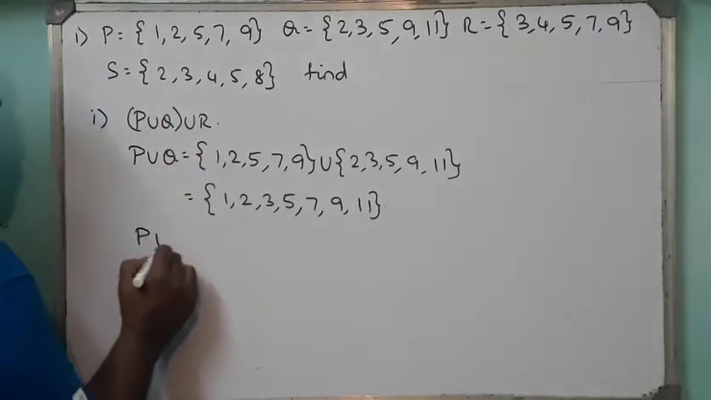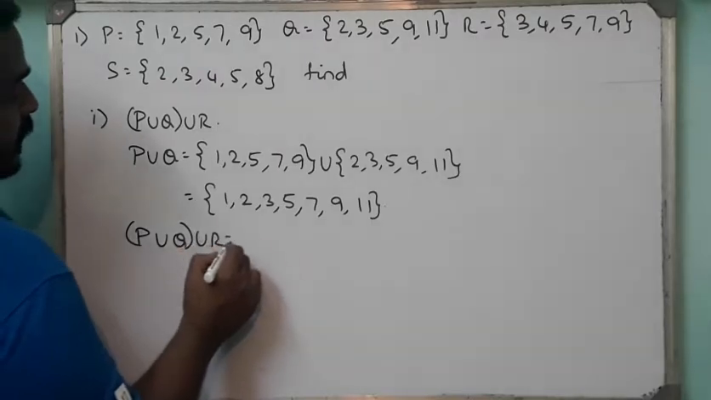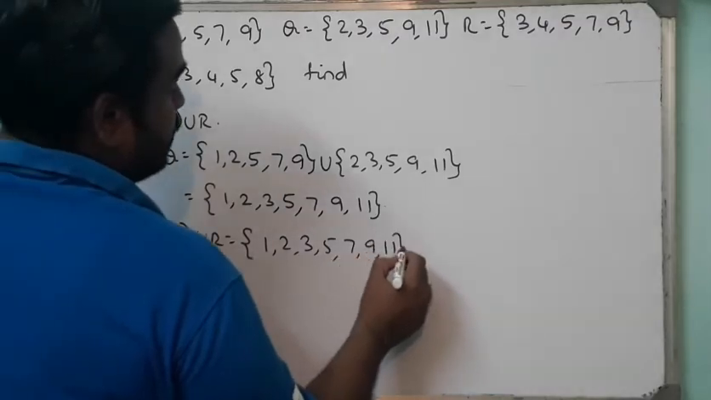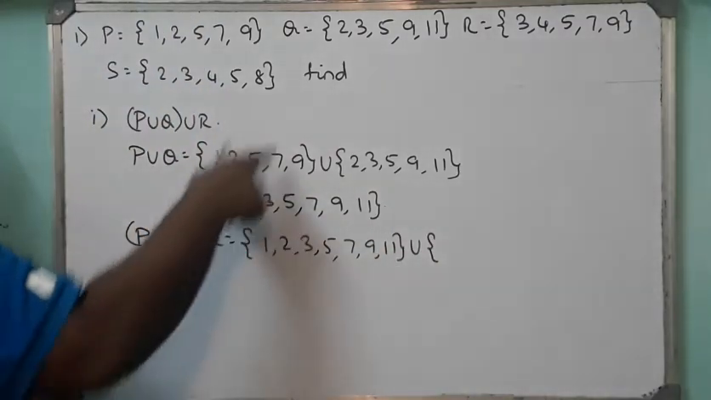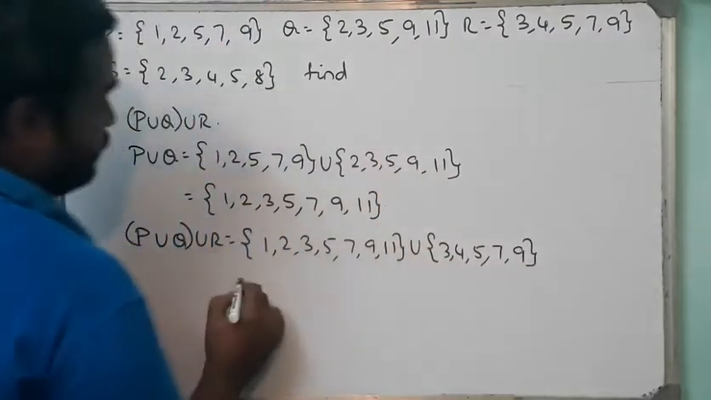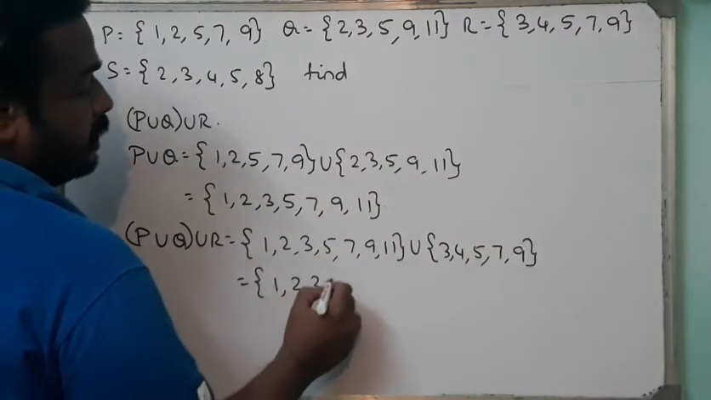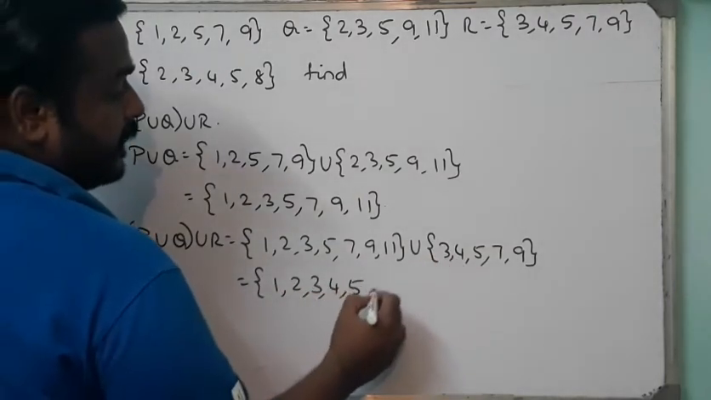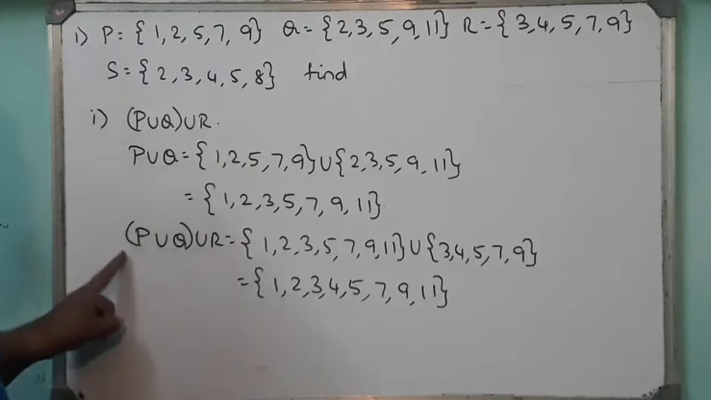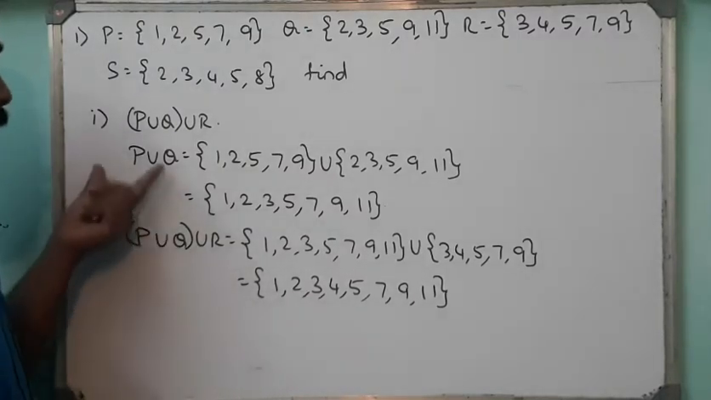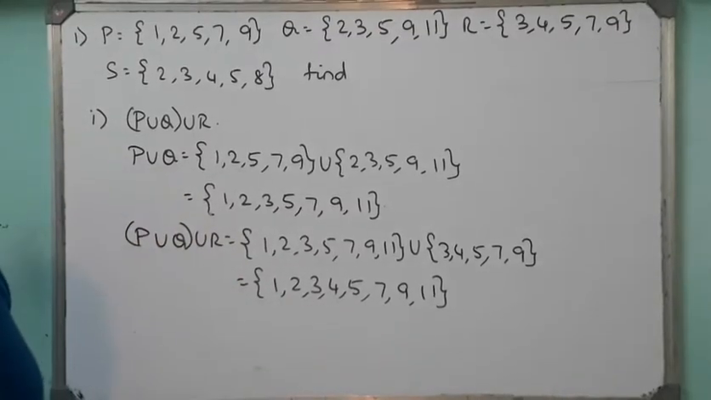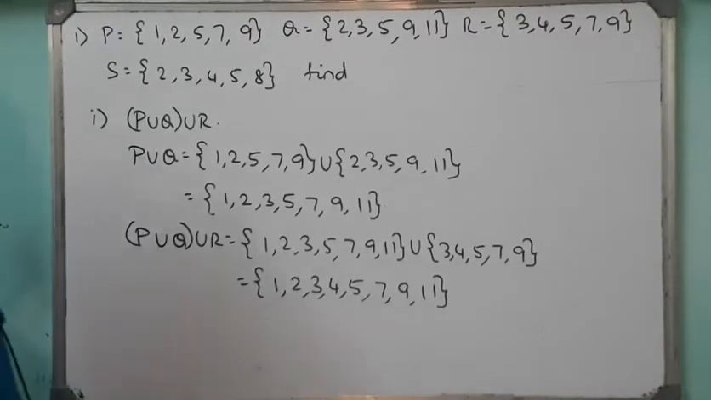The next one is P union Q union R equal to, P union Q is what? 1, 2, 3, 5, 7, 9, 11 union set R. What is set R here? 3, 4, 5, 7 and 9. Find out the elements. 1, 2, 3, 4. 4 is here, 5, 6 are not in either, 7, 9 and 11. So this is nothing but P union Q union R. We take the P union Q inside the first bracket, and after that we take union R. Clear? Right.